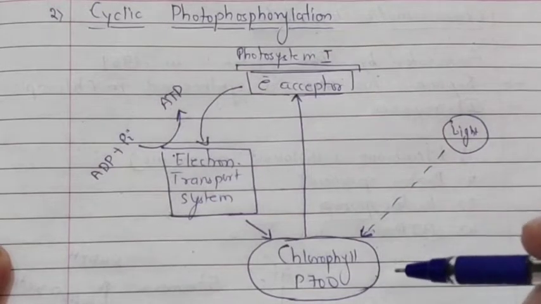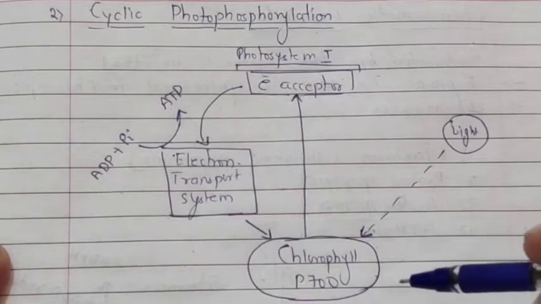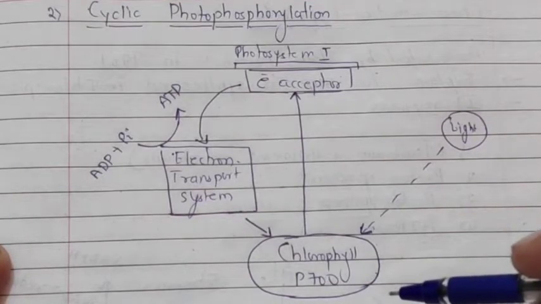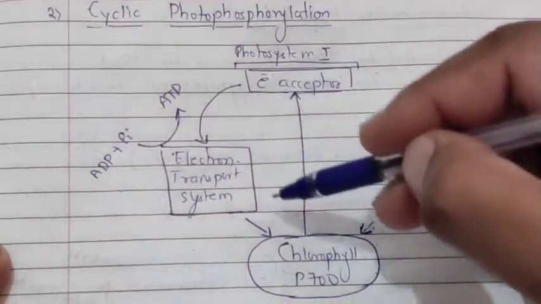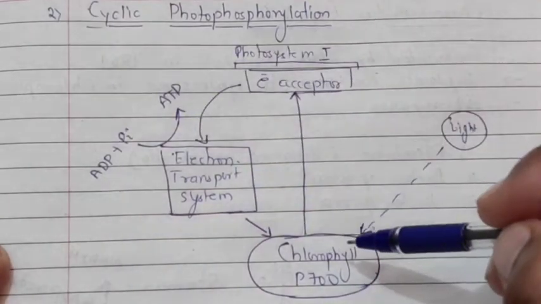There is an absence of photosystem 2, and this scheme possibly occurs in stroma lamellae, because the stroma lamellae lacks both PS2, that is photosystem 2, and NADP reductase enzyme. So in this cyclic photophosphorylation, only ATP is generated, not NADPH.